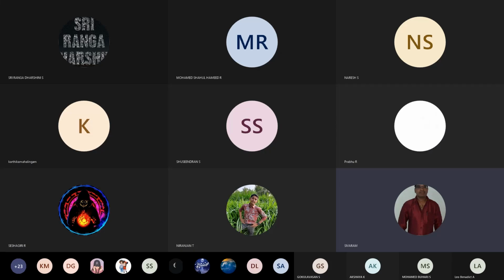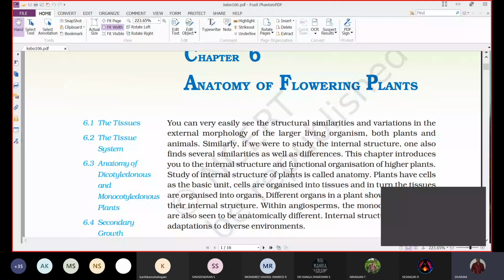That is the anatomy of a flowering plant. That is the internal structure: the tissues, the different types of tissues, their arrangement and their function, and how they are formed or developed.